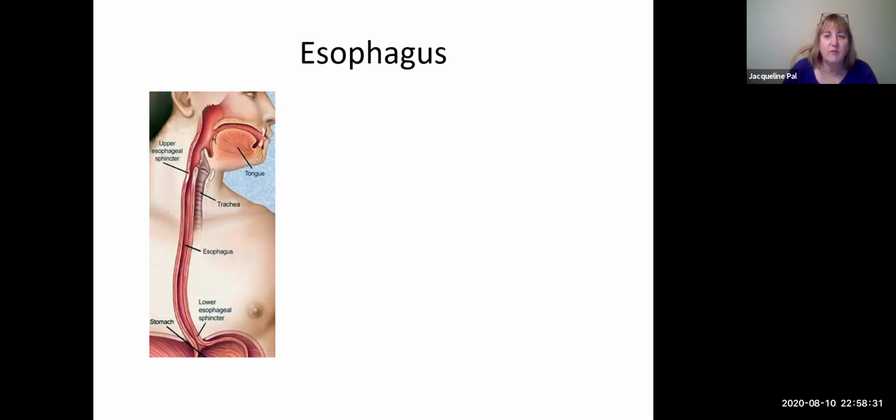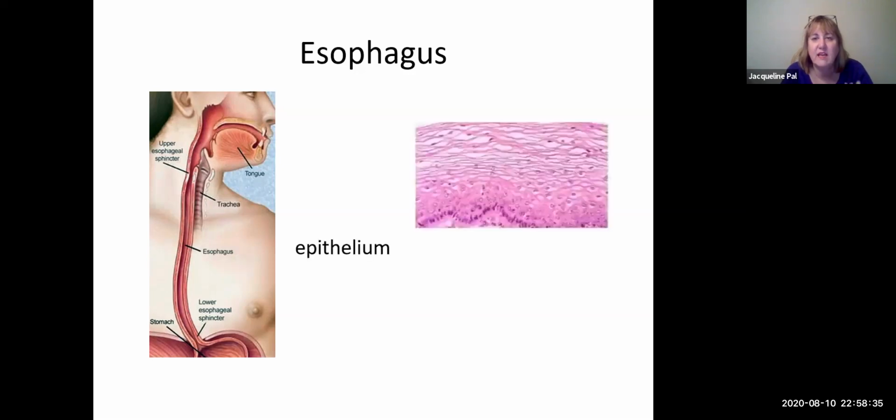And then it travels through an opening in the diaphragm to get into the abdominal cavity. And here's what the epithelium in your esophagus looks like. Up here at the top is the surface, and right down here is where the basement membrane would be.